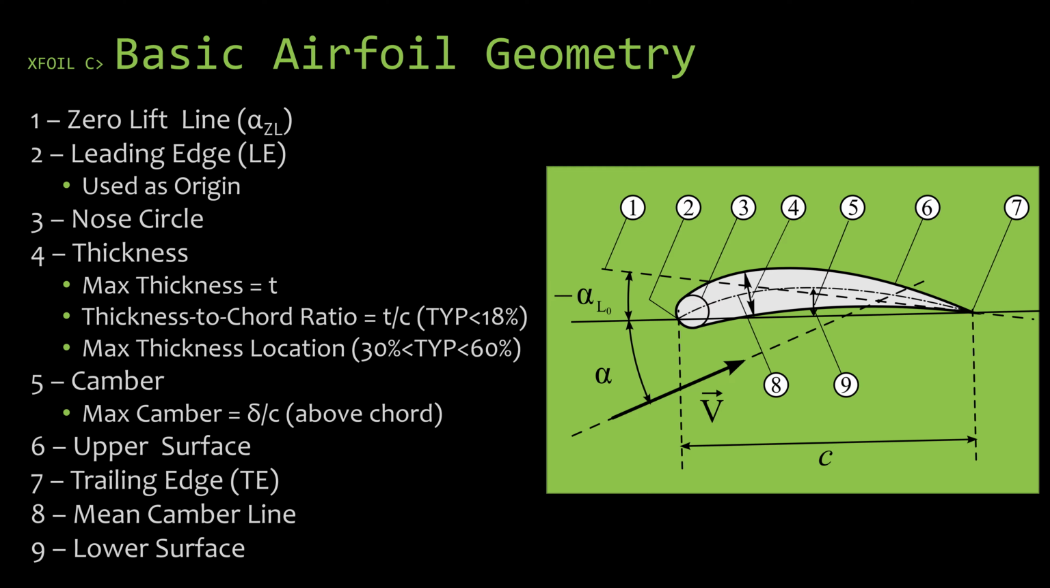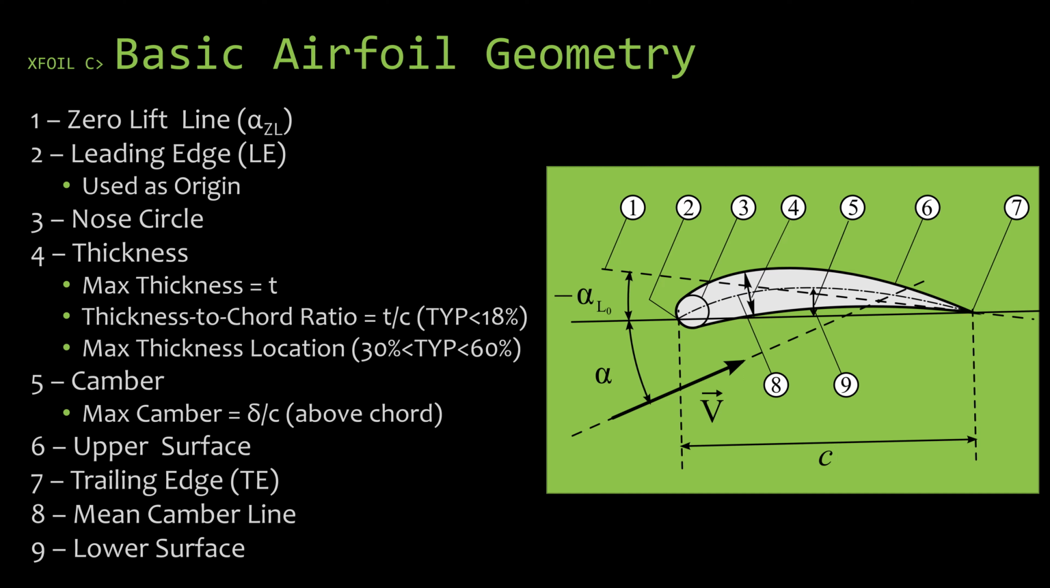Now the leading edge, what's important about it is that it is actually used as the origin when dealing with airfoil coordinates. The x-axis of this coordinate system correlates to the chord of the airfoil, and the chord goes from 0 at the leading edge to 1 at the trailing edge. Now the y-axis of this coordinate system would be just the distance from the chord to the upper surface or the lower surface.